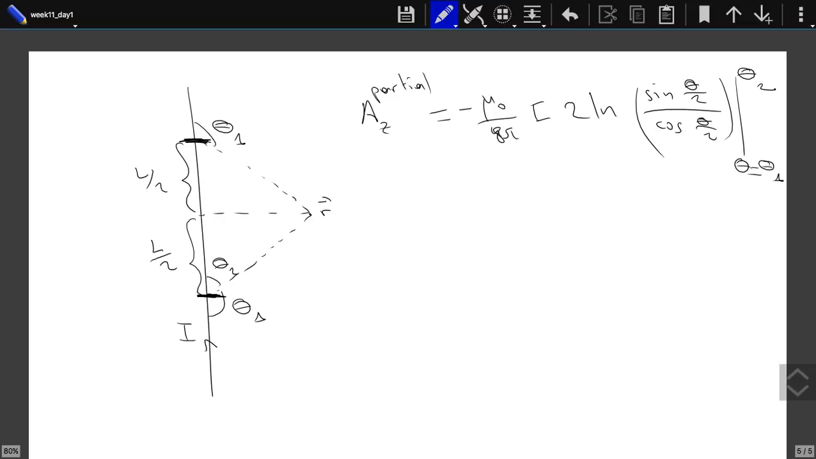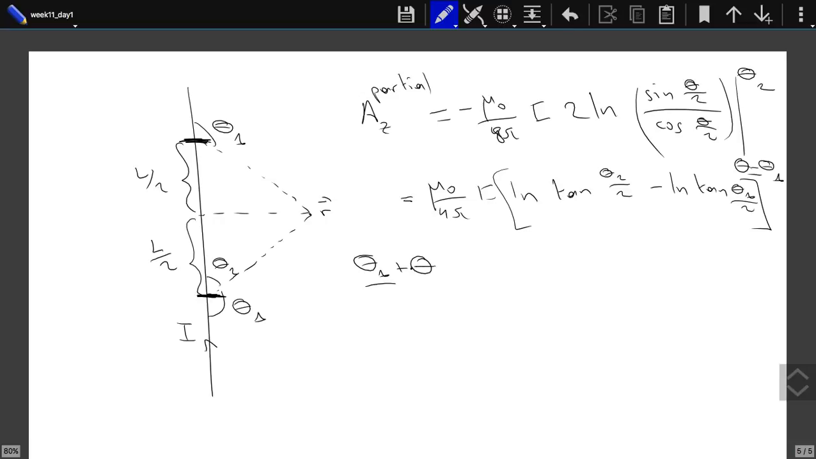So this will be equal to mu 0 over 4 pi I times the logarithm of tangent theta 2 over 2 minus the logarithm of tangent theta 1 over 2. Now you see theta 1 plus theta 2 is equal to pi, or theta 1 over 2 plus theta 2 over 2 is pi over 2. So we have these two angles, and we are taking their tangents. How are their tangents related? Tangent theta 1 over 2 will be equal to 1 over tangent theta 2 over 2.